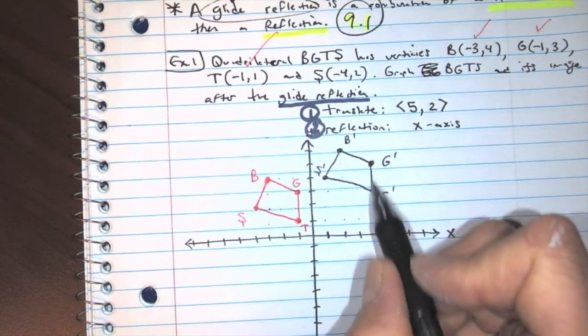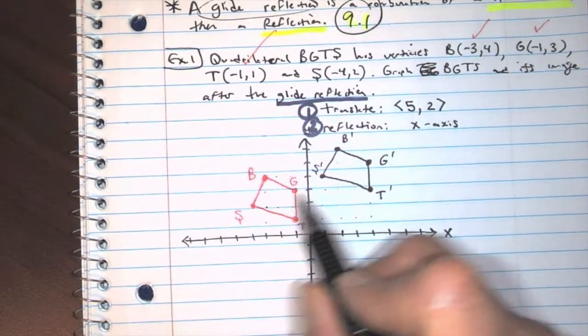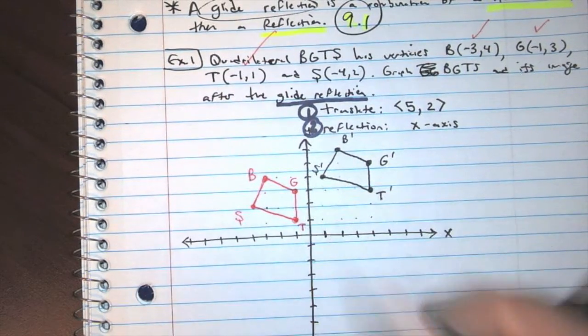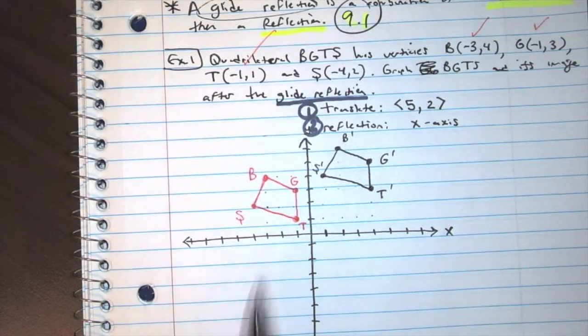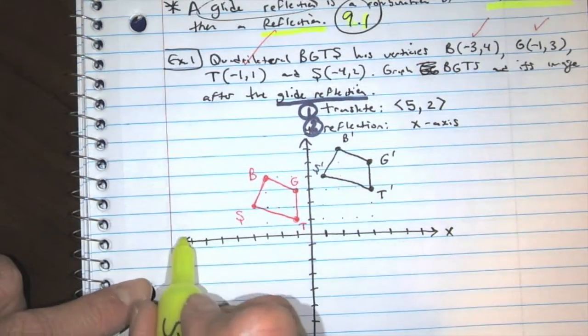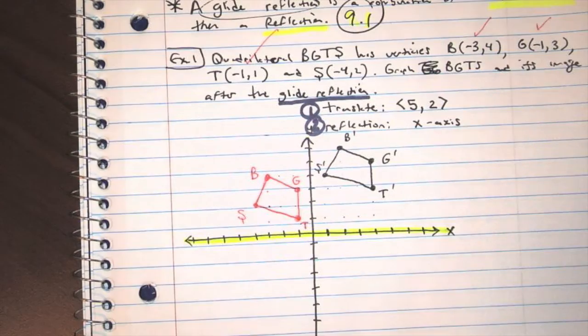So for me, it's in black pen. Not the original. That's the original. I need to take this and reflect it over the x-axis. So this horizontal line here, your x-axis, that's what we need to reflect it over.